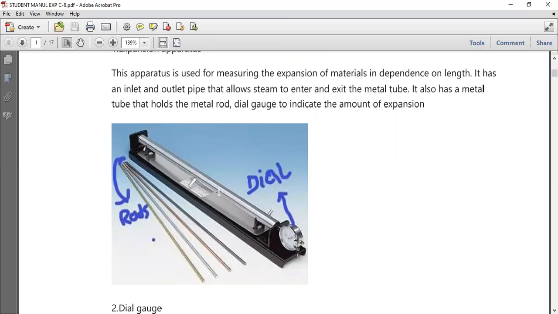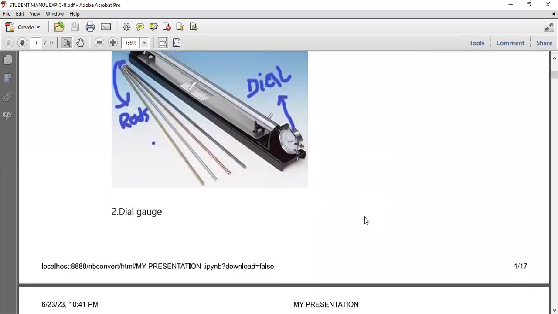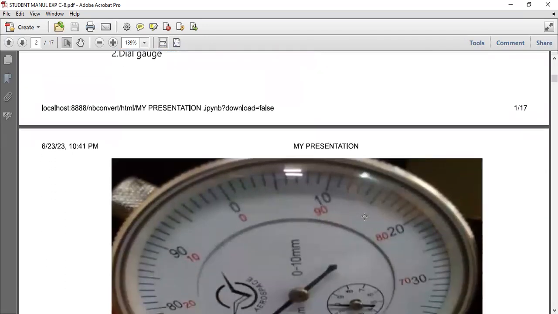This is the metal tube. This is the dial gauge, and these are the metal rods. So as we've said, the dial gauge is used to show the amount of expansion when these metal rods are subjected to steam or heat.